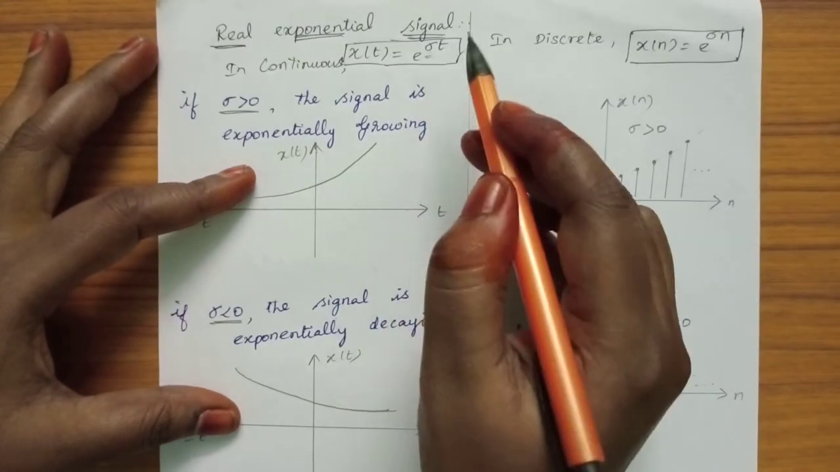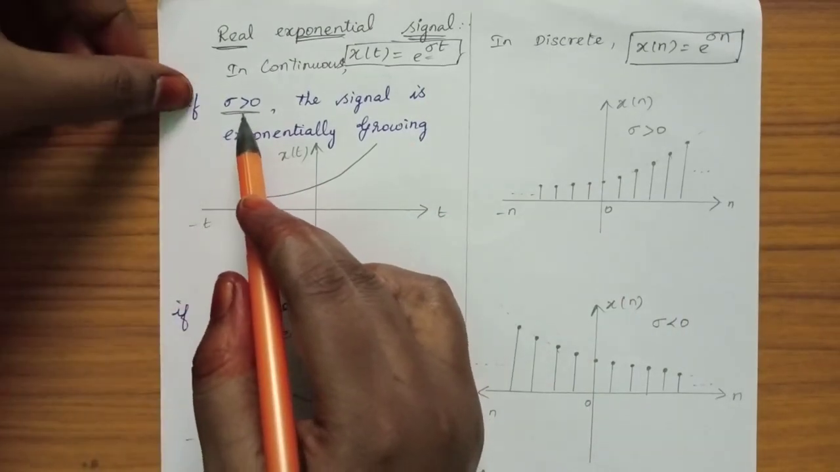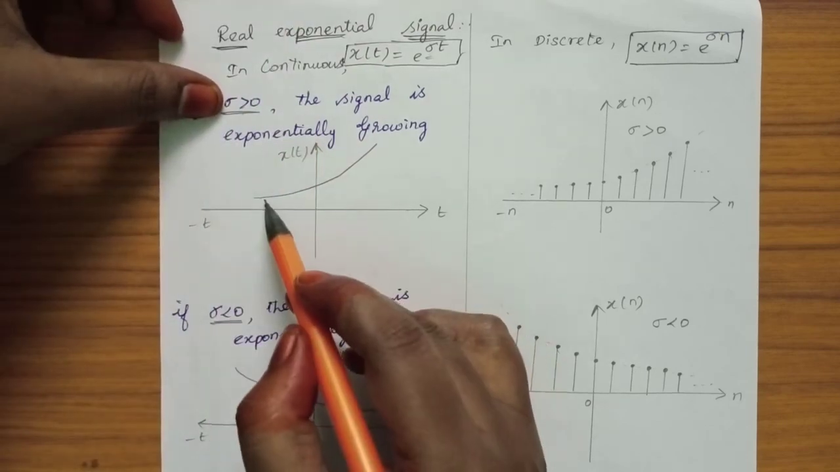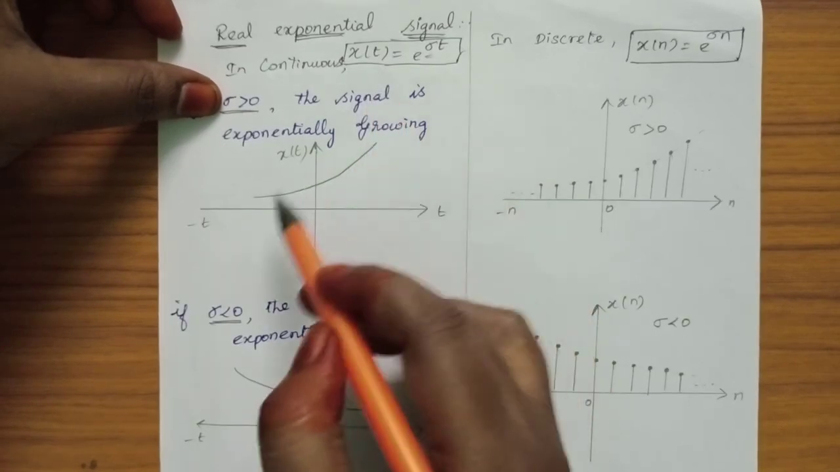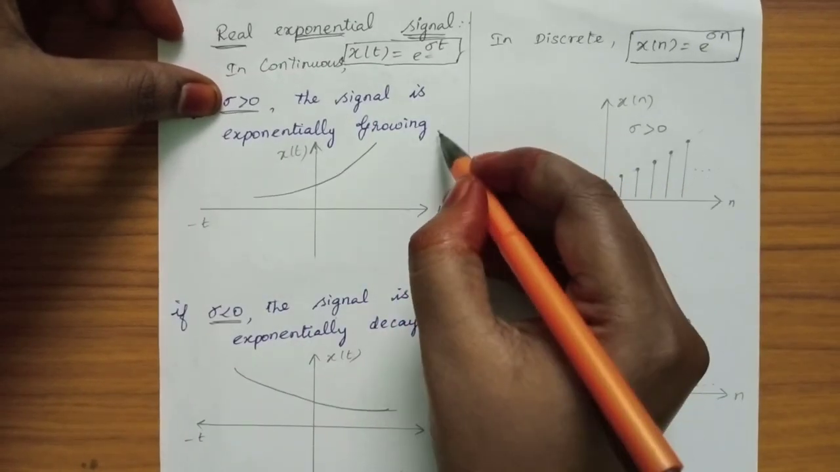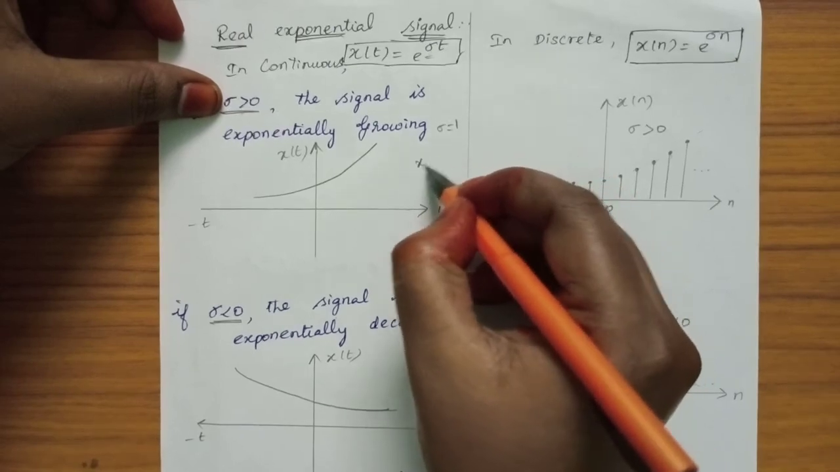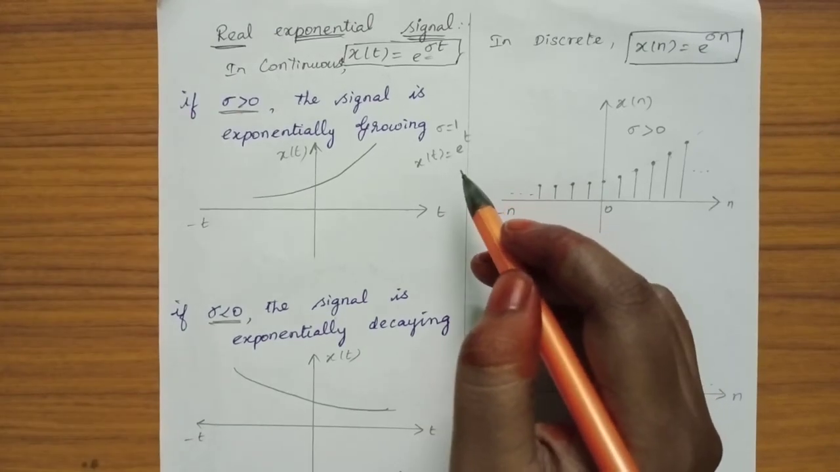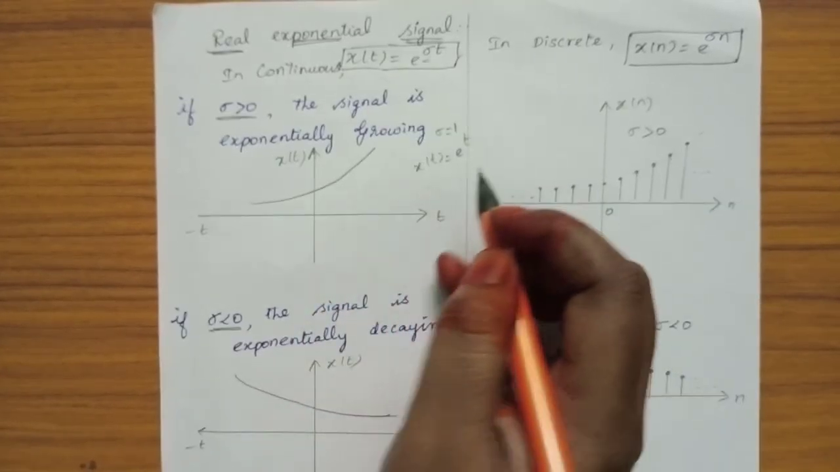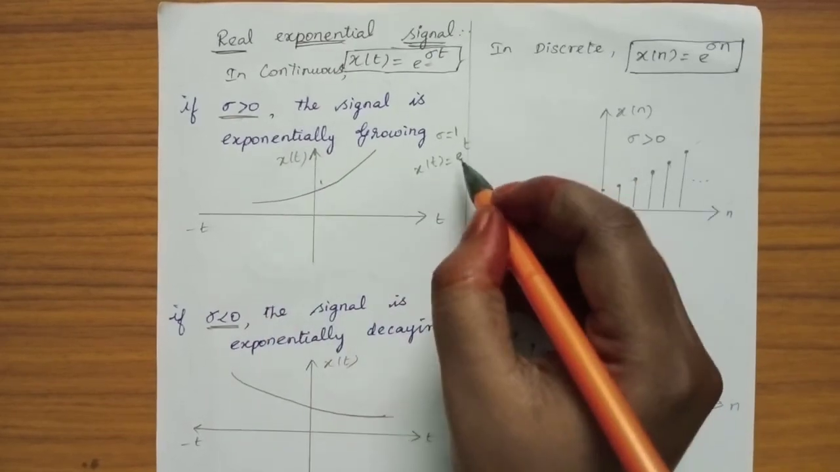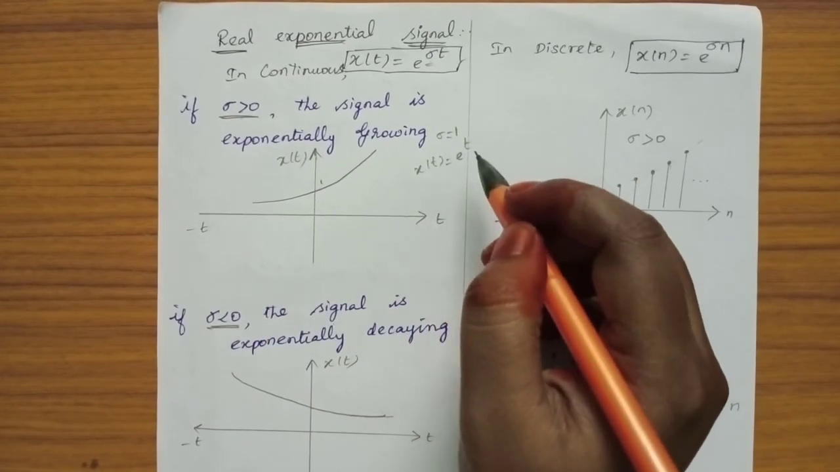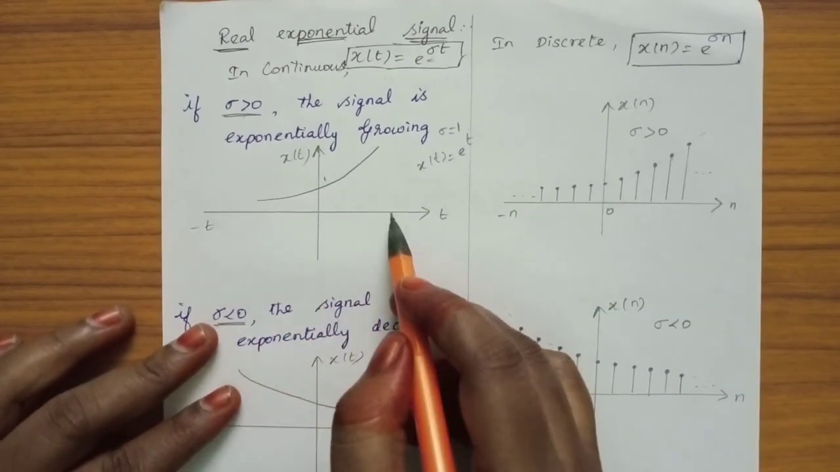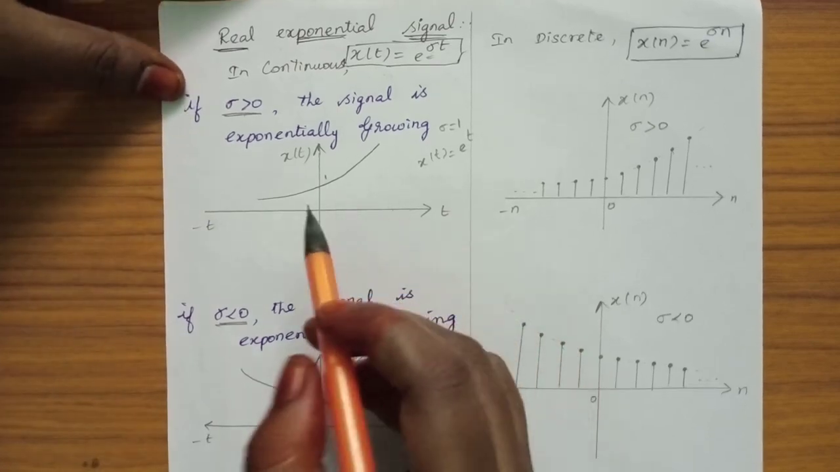If sigma is greater than 0, that is, if sigma has positive values, it means that if we increase the t value, x of t will increase. Let's see, sigma equal to 1, then x of t becomes e power t. If you put t equal to 0, e power 0 equals 1, and then if we increase t values, like t equal to 1, 2, 3, etc., x of t also increases. You can check with a calculator.